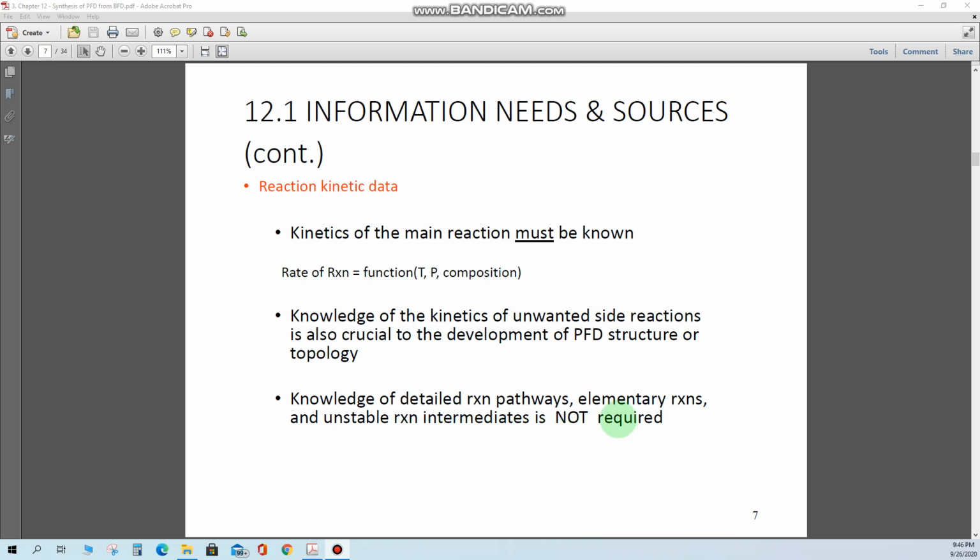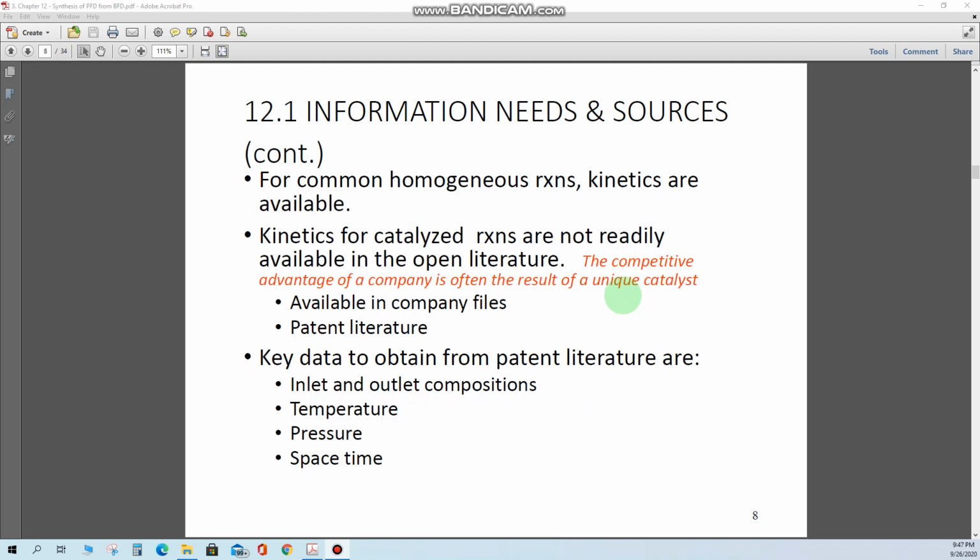Okay, so we can have some information on the reaction pathways, but for unstable reaction intermediates, we do not have such reactions in our system, so we have to minimize those reactions. For common homogeneous reactions, kinetics are available. If you are dealing with homogeneous reactions occurring in the gas phase, or similarly some reactions occurring in the liquid phase, then the reaction kinetics are available, and somewhat simple.